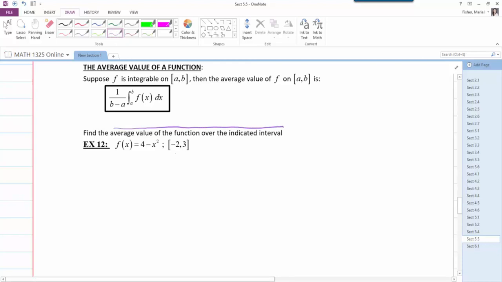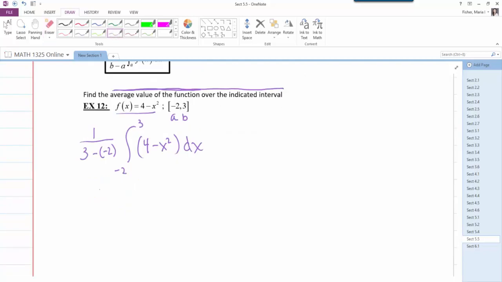In this case, my a is equal to -2 and my b is equal to 3. So if I want to find the average value of my function f of x over this interval, it would be 1 over b, which is 3, minus a, which is -2, times the integral from a, which is -2, to b, which is 3, of f of x, which is my 4 minus x squared dx. Well, if I clean this up, 3 minus -2 is 3 plus 2, which is 5.